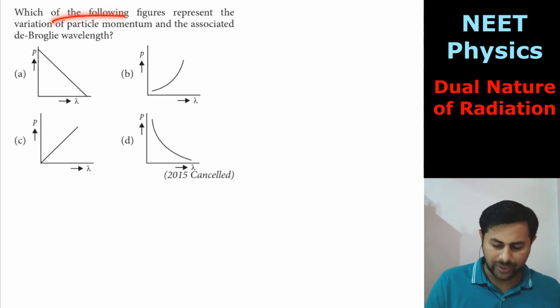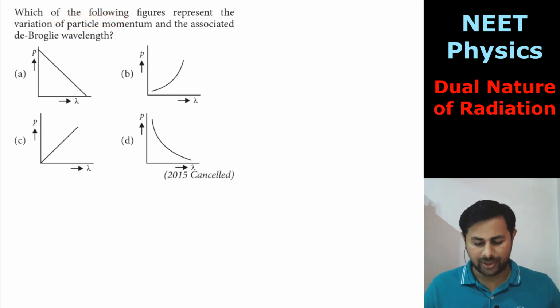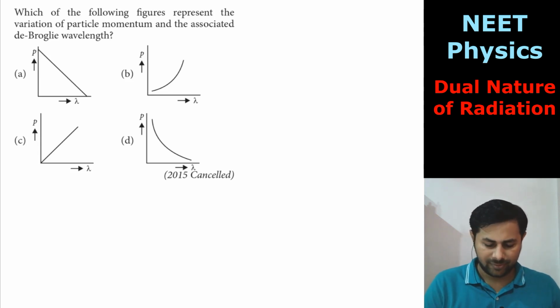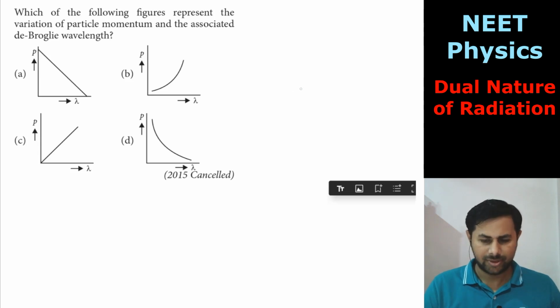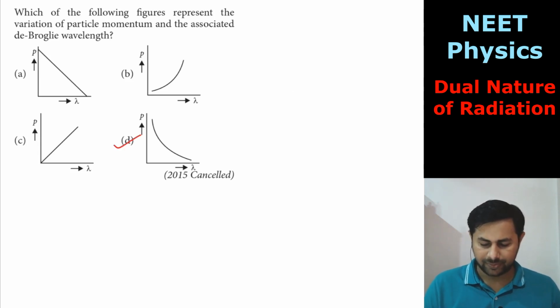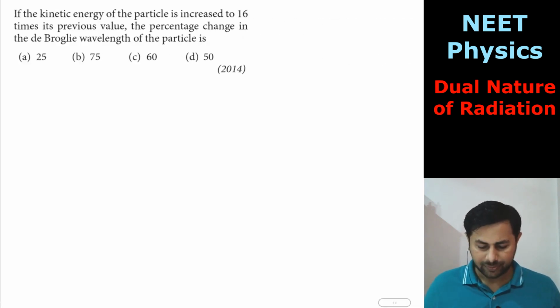Then which of the following figures represent the variation of particle momentum and associated de Broglie wavelength? Tell me, which of the following figures represent variation of particle momentum and associated de Broglie wavelength? Yes, which one is correct? So option D. That's very simple, right? It's very simple. That lambda equals h by p, p is inversely proportional to lambda. That's why option D. Okay, good.